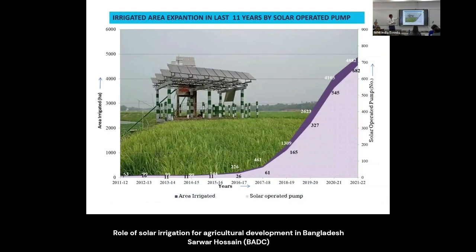In this chart, there are many organizations in Bangladesh. The Bangladesh Agricultural Development Corporation is one of them, and the use of solar pumps has been higher since 2012. It is an increasing trend, and we think it is used more day by day.